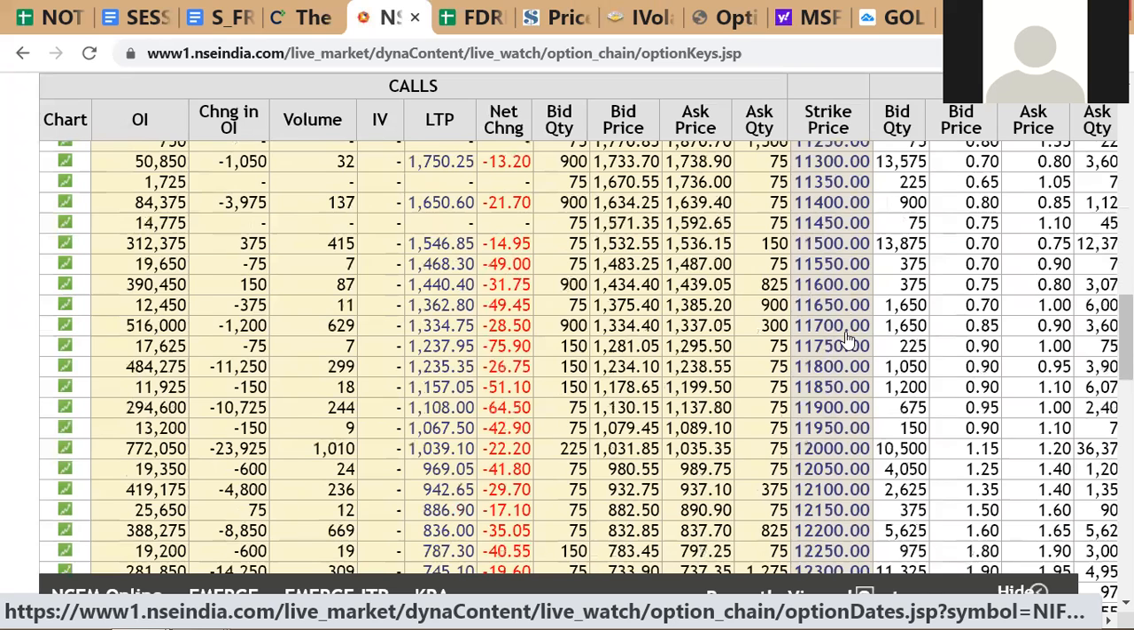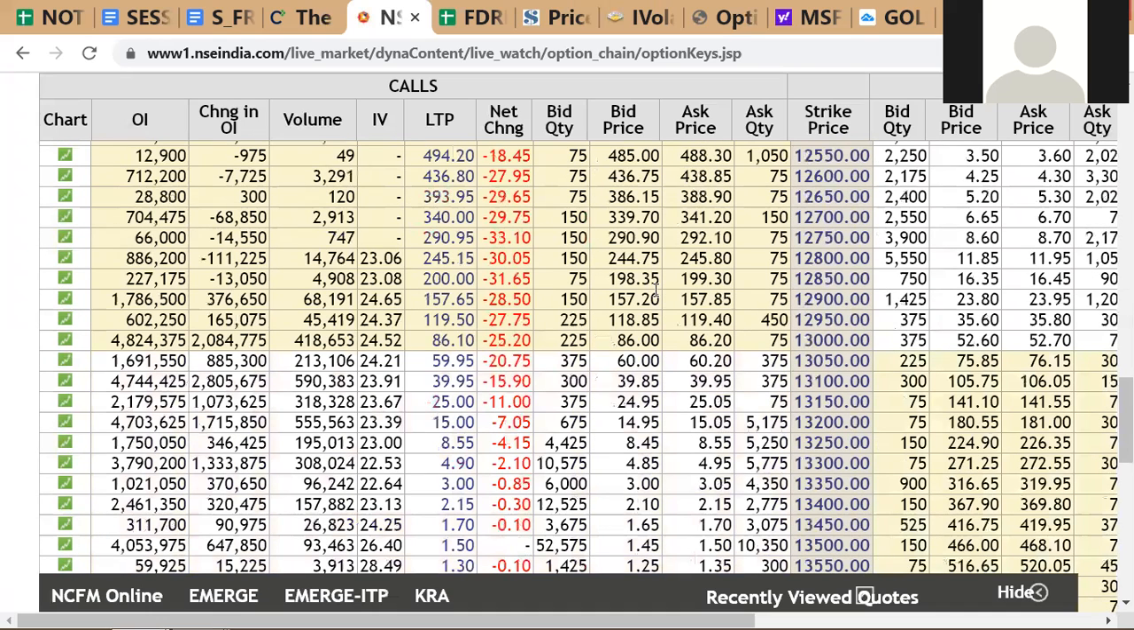You can see here also they have the shading system. They usually shade the in the money options. So you see that the strikes below 13,000 are in the money calls, and the strikes above 13,000 are in the money puts. So the puts are shaded on the right.